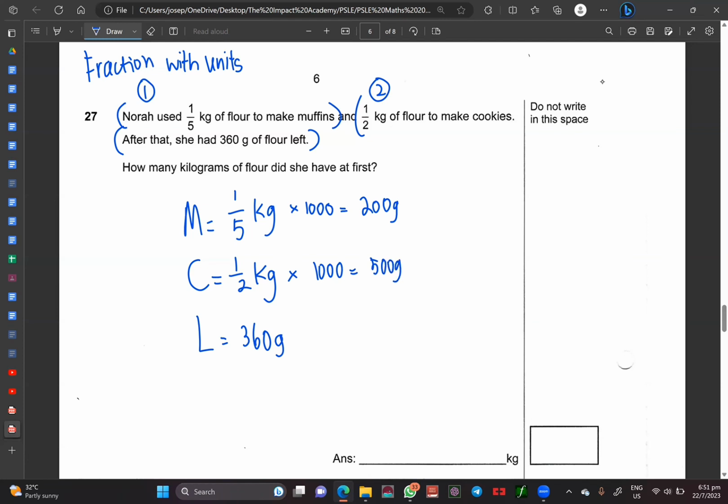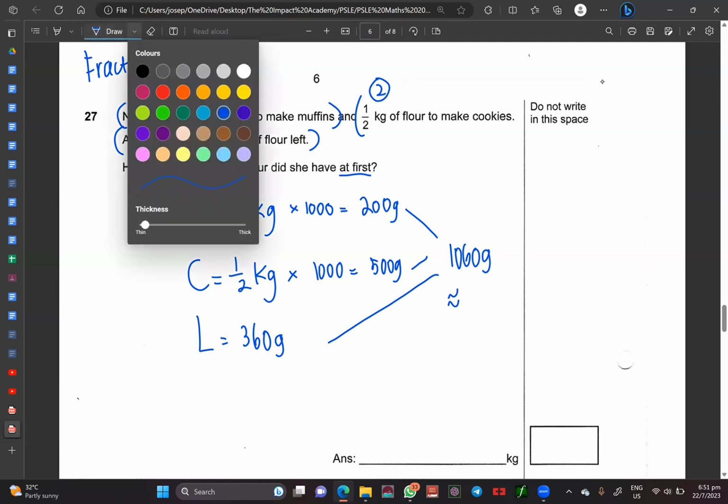And for L itself, which is the amount that was left, we do not have to do anything. Since they are asking us to add first, what do we have to do? We basically add everything up together, and you will get 1060 grams, and you want to change this to kg because the question asks for kg. Same thing, when you want to change to kg, you have to divide by 1000.